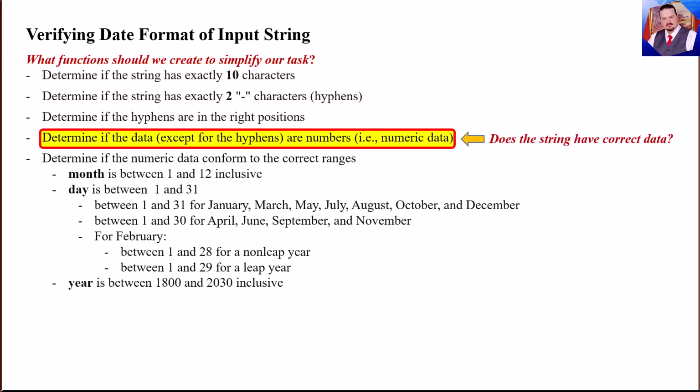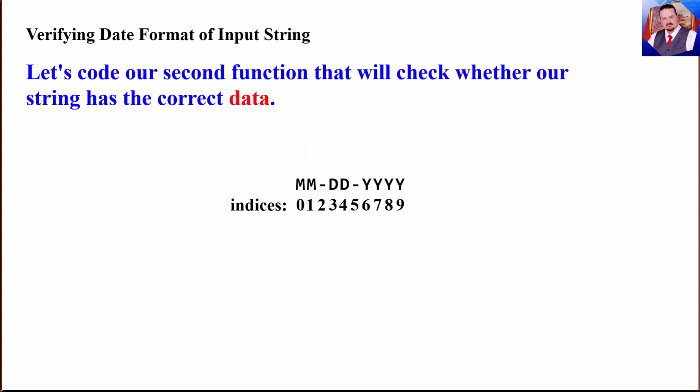We need to determine if the string contains the right kind of data. So how do we do that? Well, I think the most straightforward way, now that we know the structure of the string is correct, namely it's 2 characters followed by a dash, followed by 2 characters, followed by 4 characters, we can now use string slices to extract the 2 characters that should represent the month, to extract the 2 characters that should represent the day, and finally the 4 characters that should represent the year. And in each of these cases, we need the data contained therein to be integer data.